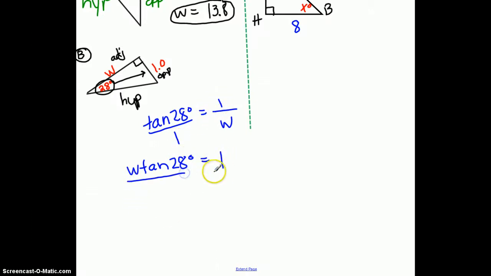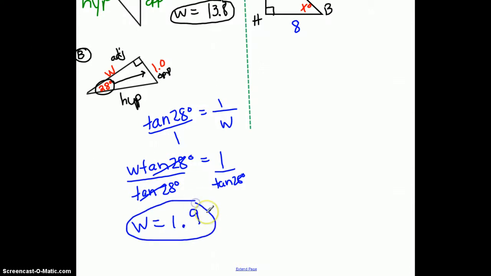Now I want W by itself. So I'm going to divide it by the tangent of 28 degrees. So I'm going to have to do 1 divided by the tangent of 28 degrees. So I end up in this one with 1.9. So this is kind of taking what we did in Chapter 7 with the proportions and the new information about sides that are opposite and adjacent and hypotenuse and kind of putting them all together.